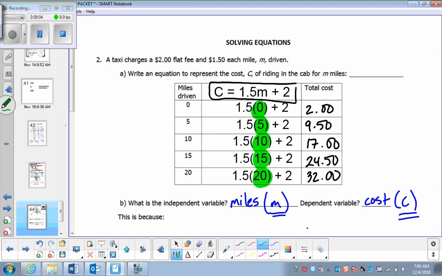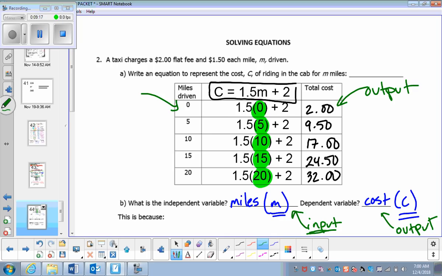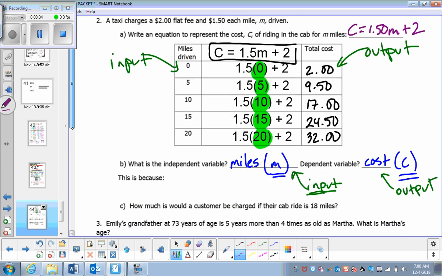I want to point out that this is our input. We plug in the number of miles, and each time we got an output. This was the output that we got when we plugged in these numbers. Okay? So that equation here, the cost is found by $1.50 per mile plus the $2 no matter what. It's up to you if you want to write the 0 for the 1.50, or you could do the 1.5.